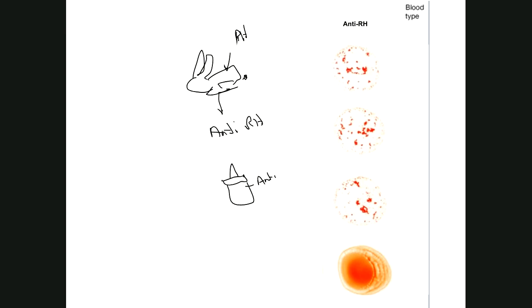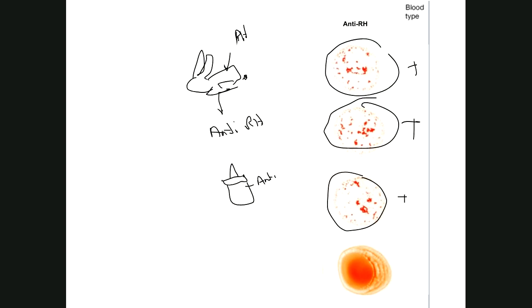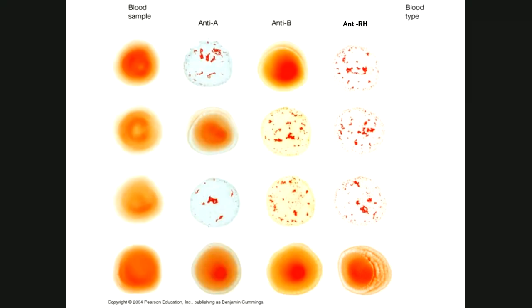So look, this person's blood, is it positive or negative? Positive. What about this one? Positive. What about this one? Positive. And that one? Negative. So what I want to do is do the whole thing all together. So positive, positive, positive, negative. So now, when I want to do a blood type, I do all three.